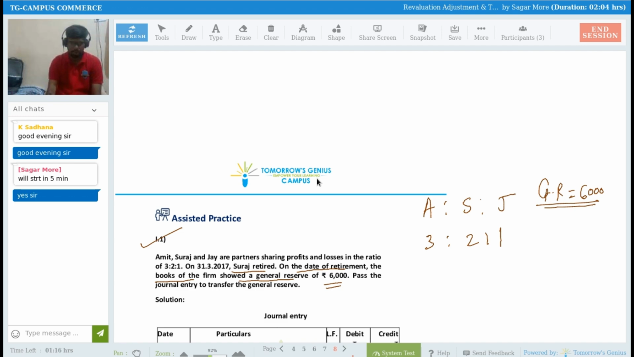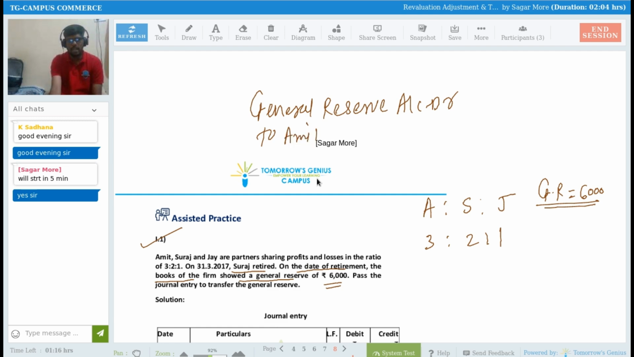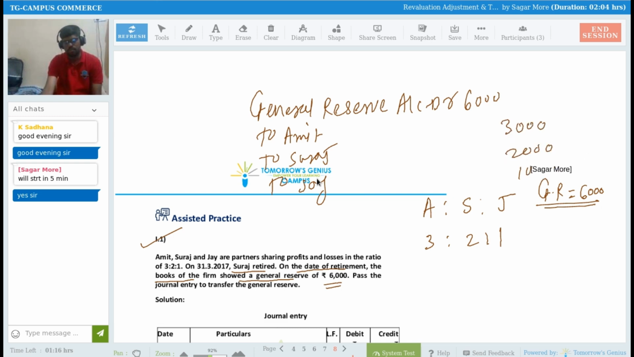General reserve account debit to Amit's capital account, Suraj's capital account, Jay's capital account. General reserve account debit 6,000. Absolutely correct. The total balance is 6,000 rupees. We have distributed it in the ratio of 3:2:1. So the answer will be 3,000, 2,000, 1,000. Right? Let's start now.